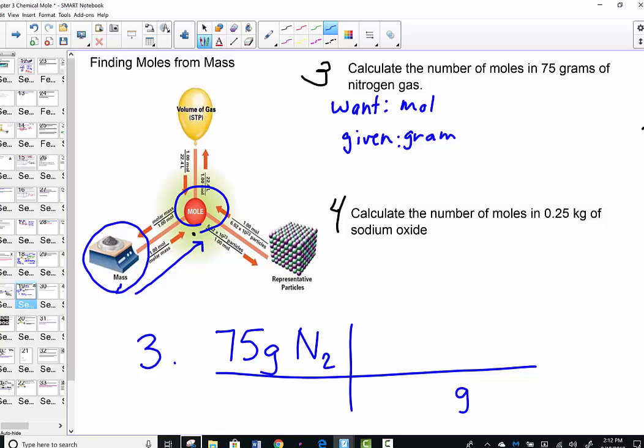Now notice here I want grams to cancel and I want to end with the mole. The mass of 1 mole of 2 N's added together is 28 grams. 2 N's added together. So I divide to head into the mole. 75 over 28, and I get 2.68. I should have 2 sig figs. 2.7 moles of nitrogen gas.